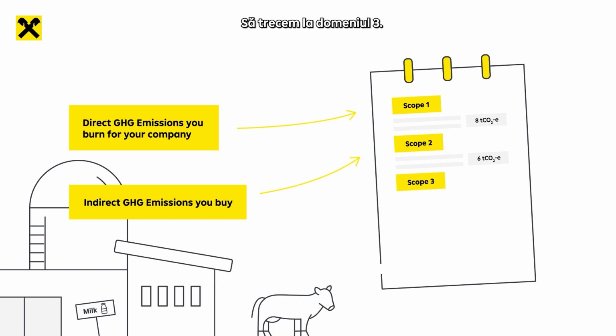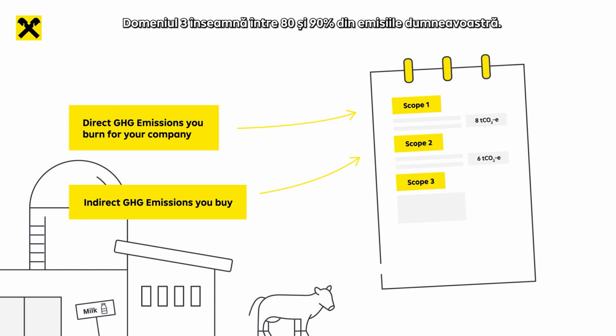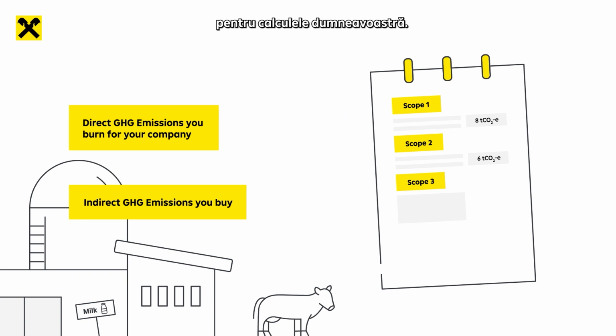Let's get to Scope 3. Remember, every additional indirect emission that is required in the value chain of your business. Scope 3 emissions are likely to be 80 to 90% of your emissions, so it is worth using a systematic framework for your calculations.